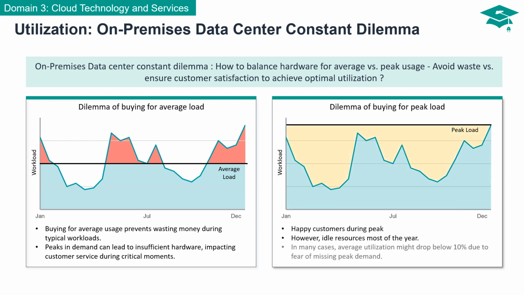It's essential to keep customers satisfied during peak periods of high demand. However, a significant challenge arises when resources are kept idle for the majority of the year due to this approach. In many instances, average resource utilization can drop to less than 10% as businesses maintain excess capacity out of fear of not meeting peak demands. This scenario poses its own set of problems, balancing customer satisfaction with resource efficiency.